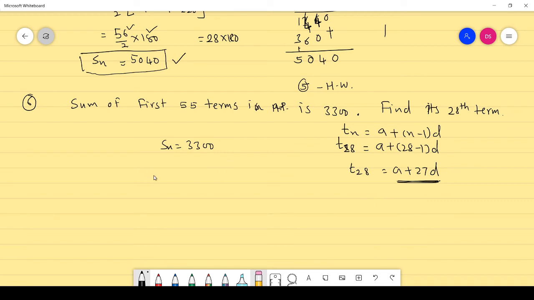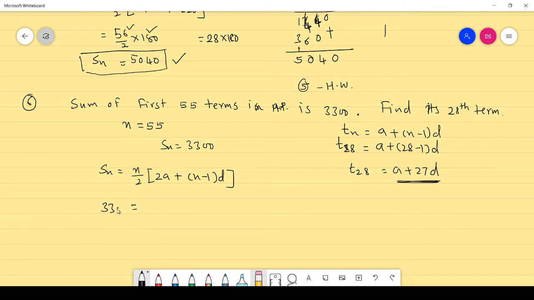Sn is equal to the first 55 terms. That means n will be equal to 55 here. Now the formula for Sn will be equal to n by 2 in bracket, twice A plus n minus 1 into D. They have not given you the value of the first term, that is A is not given, D is not given. Still we can solve the problem. That is the good thing.